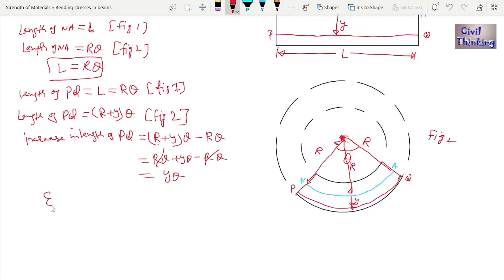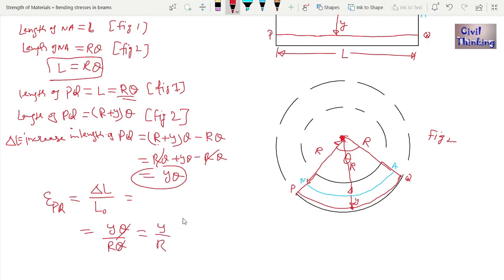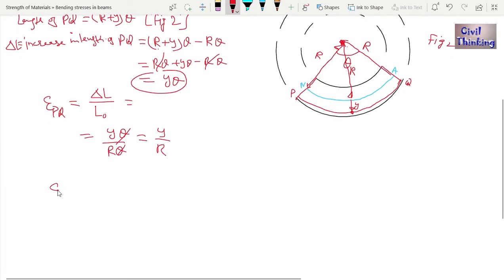Now what is the strain in PQ? Strain is the change in length, whether a decrease or increase. Let me call the increase in length of PQ delta L. Strain is the increase in length divided by the original length L naught. Delta L is y theta, and the original length of PQ is r theta. Theta and theta cancel, we are left with y by r. So the strain in PQ is y divided by r.